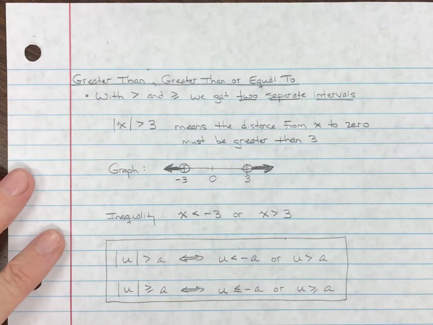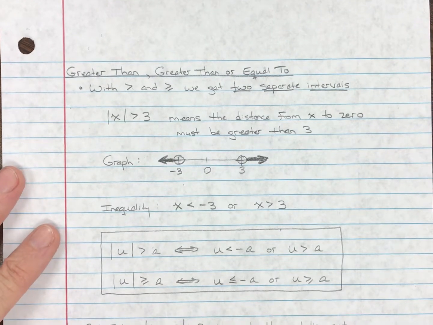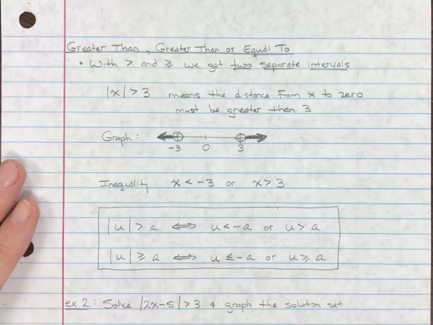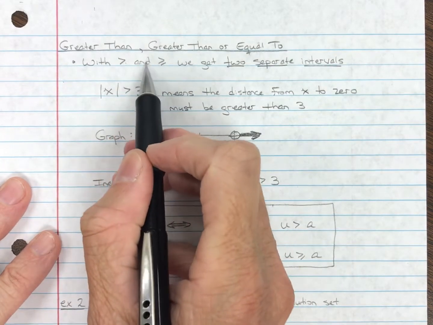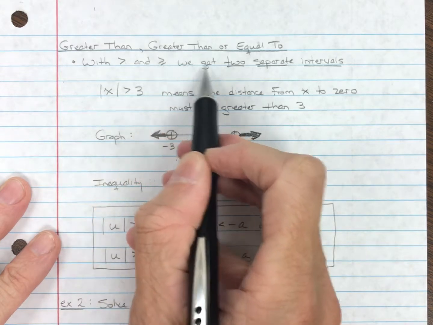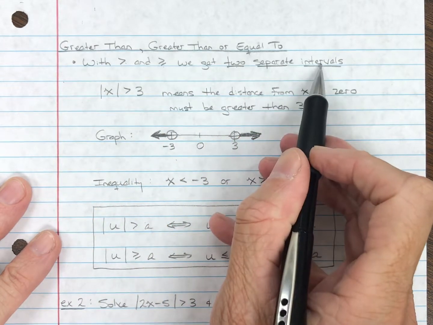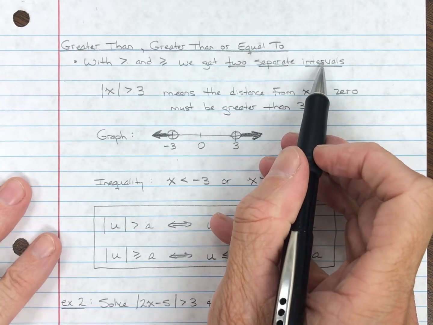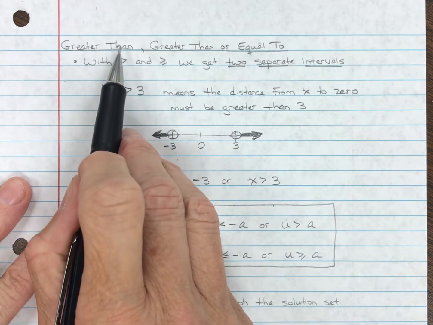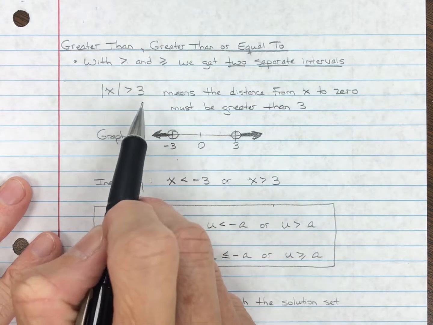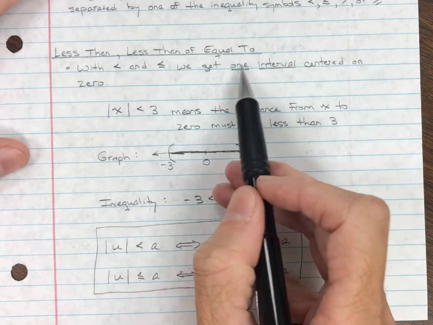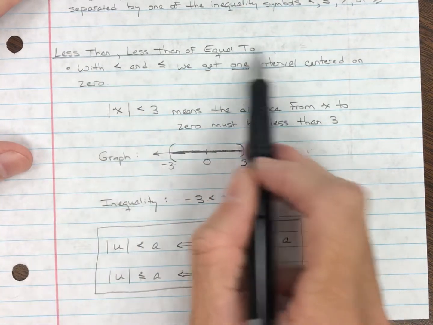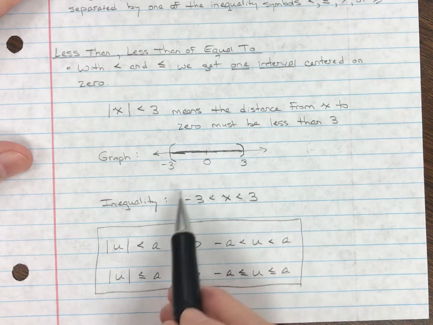Okay, let's take a look at the other half of inequalities, the greater than and the greater than or equal to half. A little bit different. With greater than and greater than or equal to, we get two separate intervals. When we were doing less than, we wound up with one interval, but it was a compound interval. Go back to here again, take a look. We wound up here with one interval for less than, but it was a compound interval.